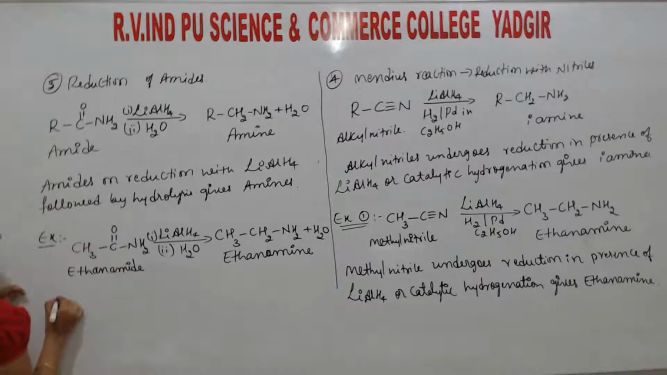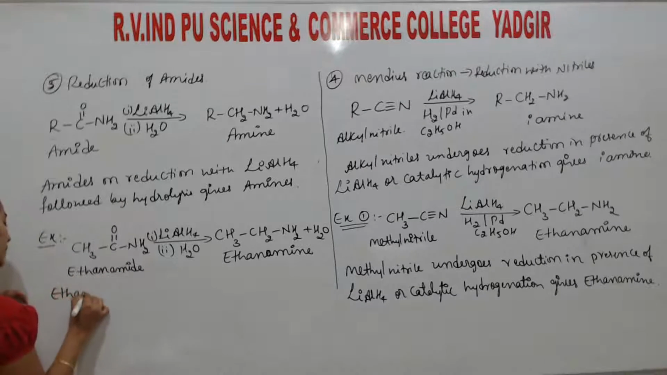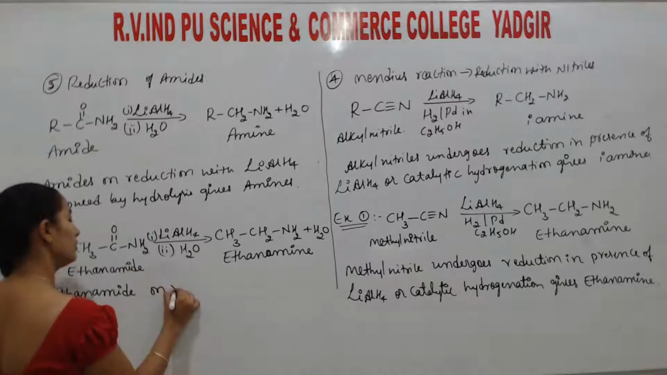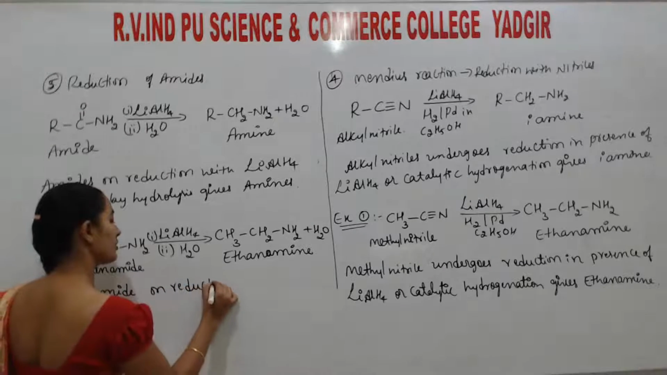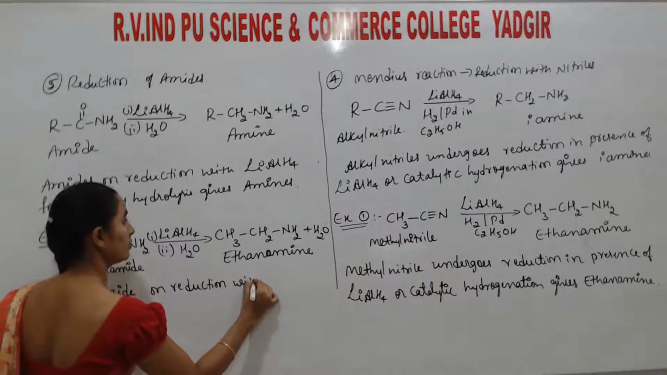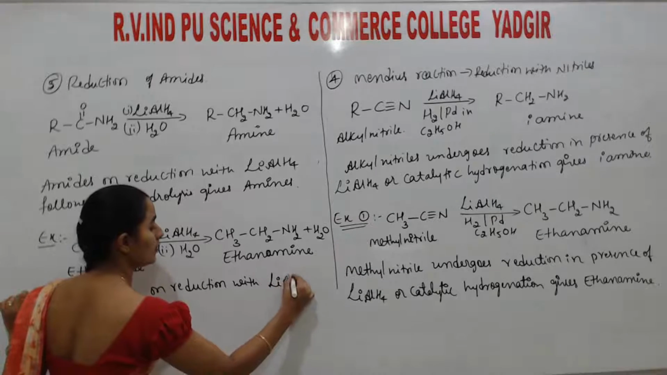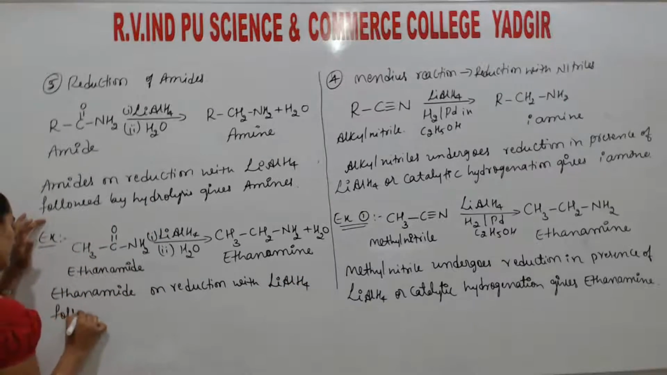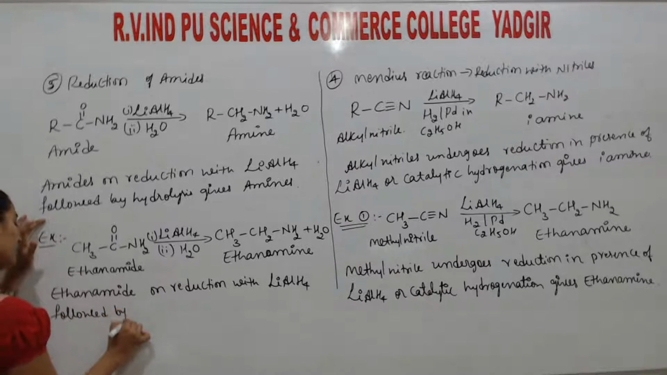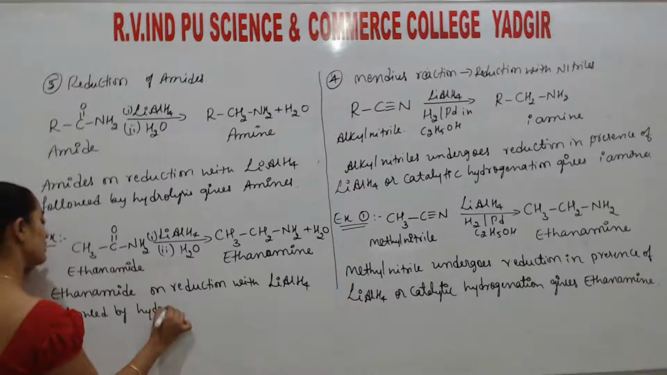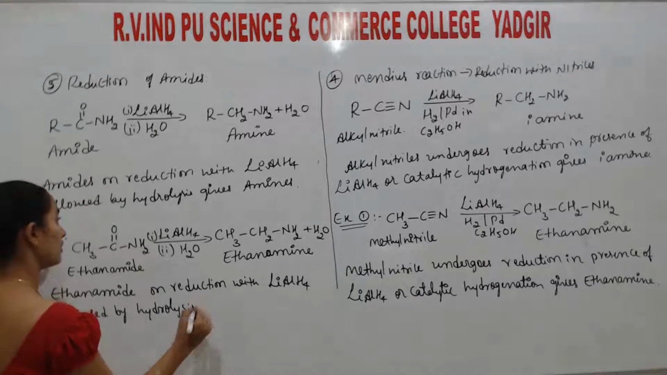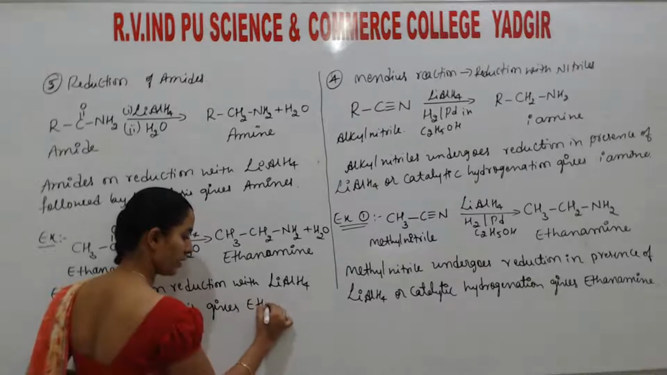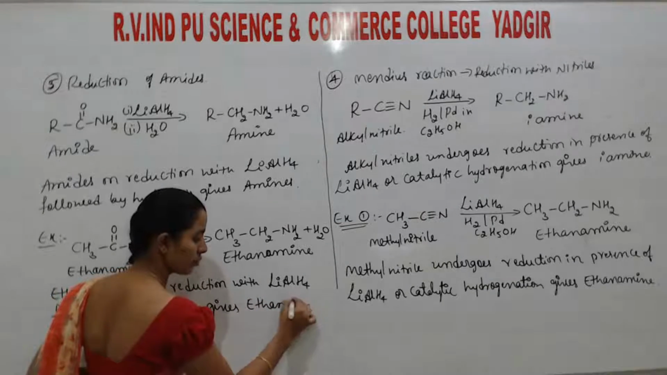Now, in the place of amide, take ethanamide. On reduction with lithium aluminium hydride followed by hydrolysis, it gives ethanamine. Everything remains the same, students.